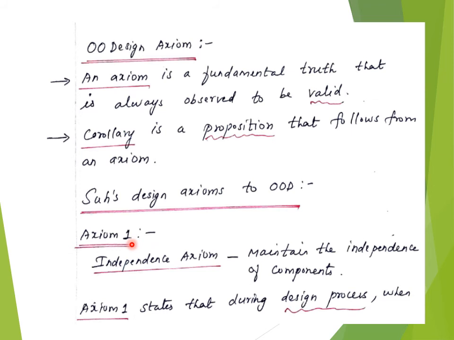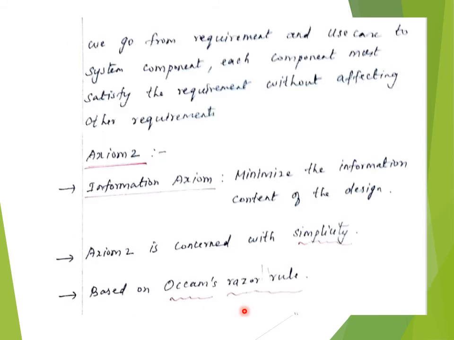The first axiom is the independence axiom. That means it maintains the independence of components. Axiom 1 states that during the design process, when we go from requirements and use cases to system components, each component must satisfy the requirement without affecting the other requirements. This is the major point here. So while going from requirements and use cases to system components, it should not affect other requirements.